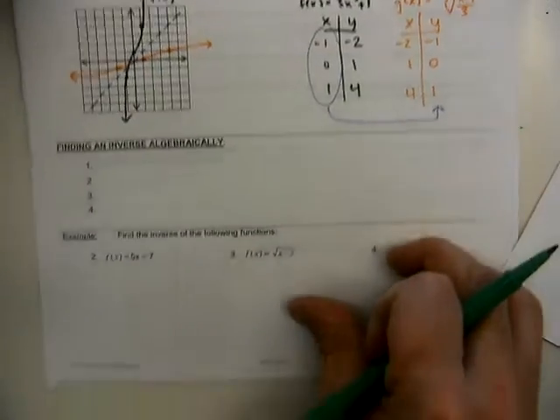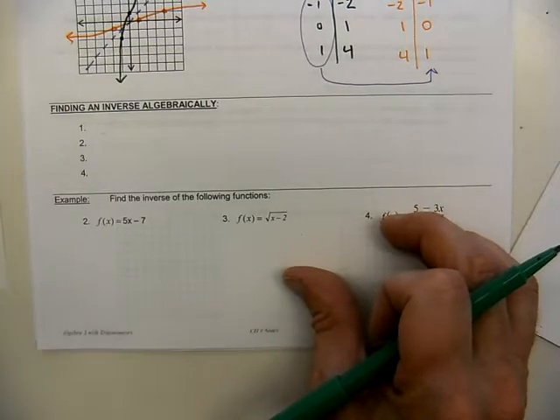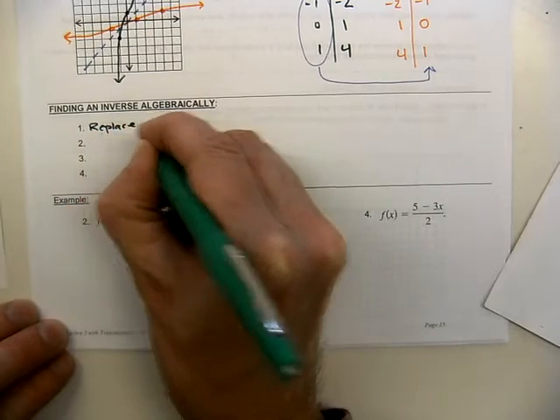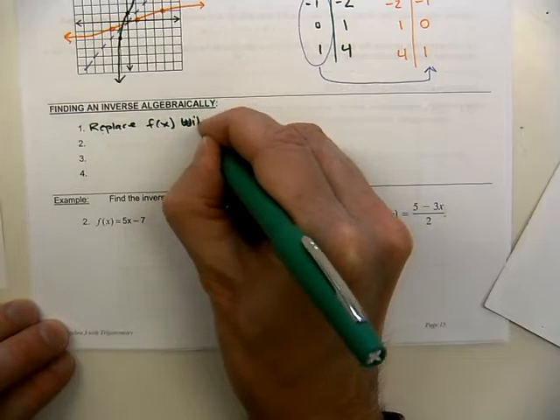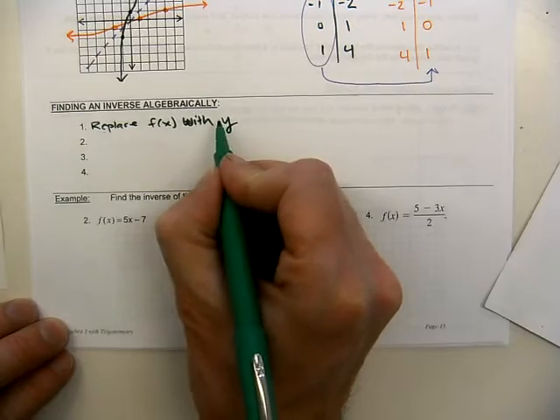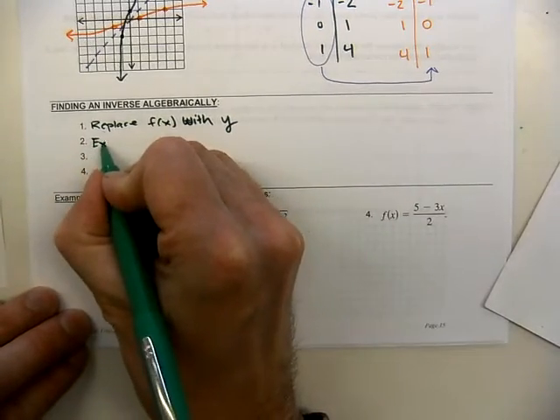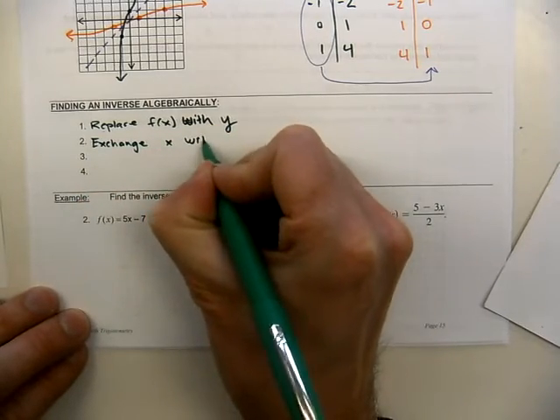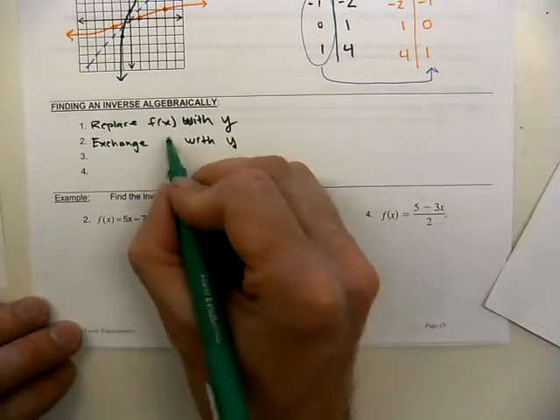Here's skill number 2. You've probably done this before last year in your Algebra 2 class. Here we're finding the inverse algebraically, so we go through this sequence of steps. We start off by replacing the original function notation with just the letter y. They both mean outputs. It's just easier to do the algebra with the y instead of f of x. Then we're going to exchange x with y.